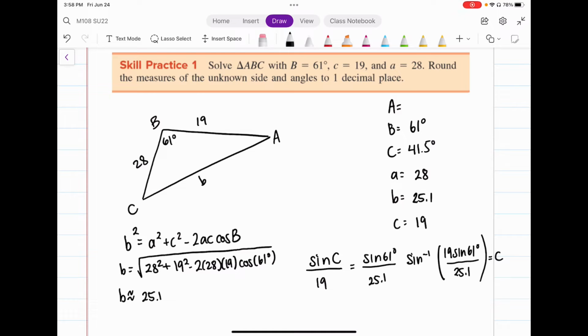And then lastly, we find the measure of the third angle by subtracting angles B and C from 180. So A plus 61 degrees plus 41.5 degrees is going to equal 180 degrees. And angle A is 77.5 degrees.